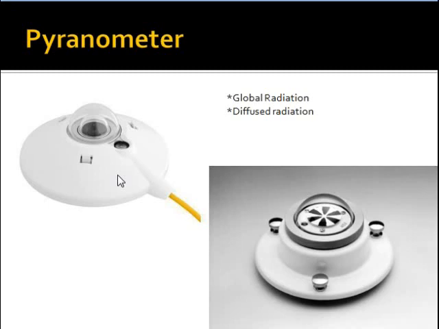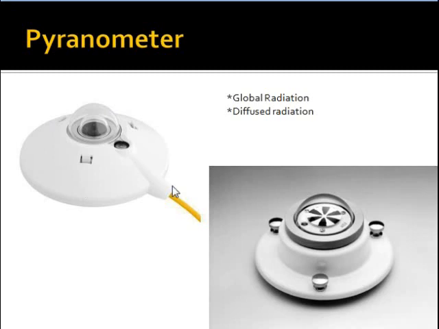Then it is integrated over a period of time. So for whatever period of time we have to measure the solar radiation, the variation will be integrated over that period of time, and that is calibrated for the intensity of solar radiation.